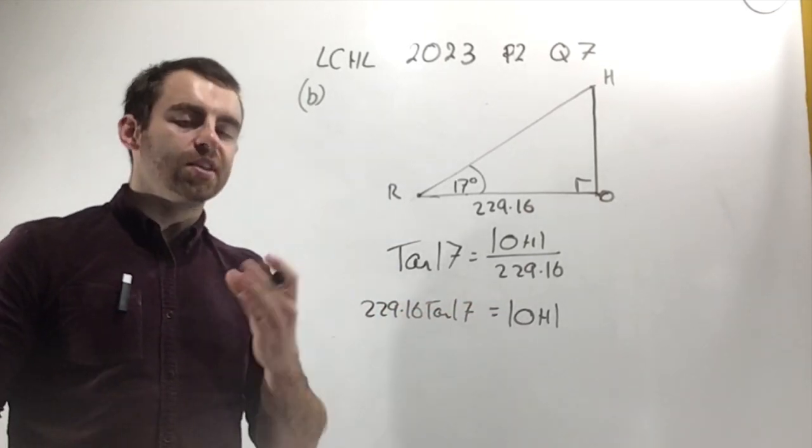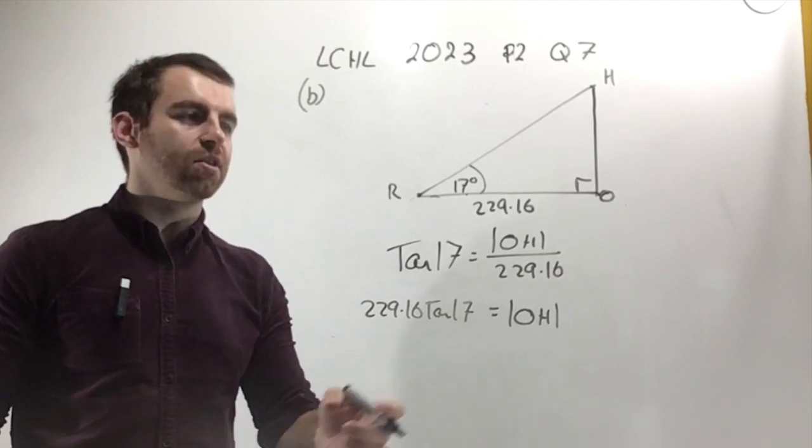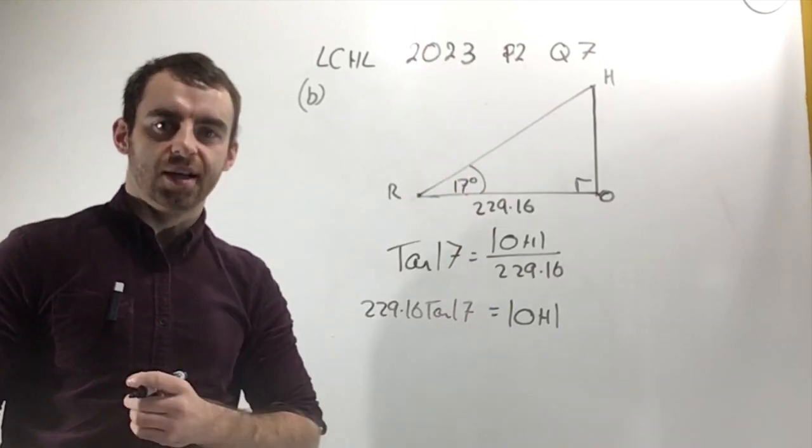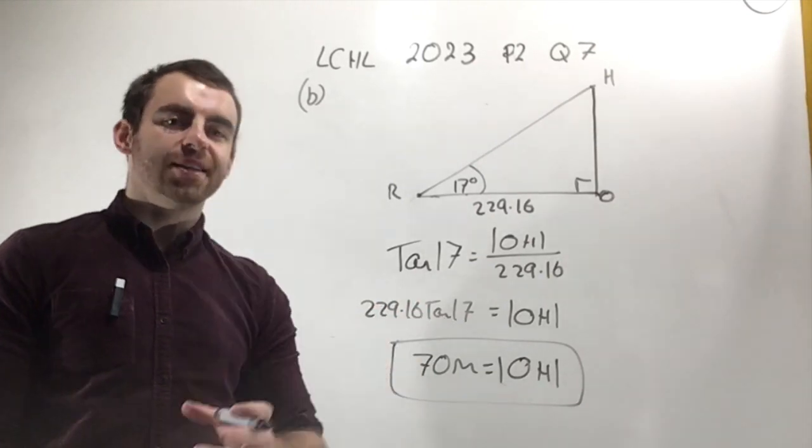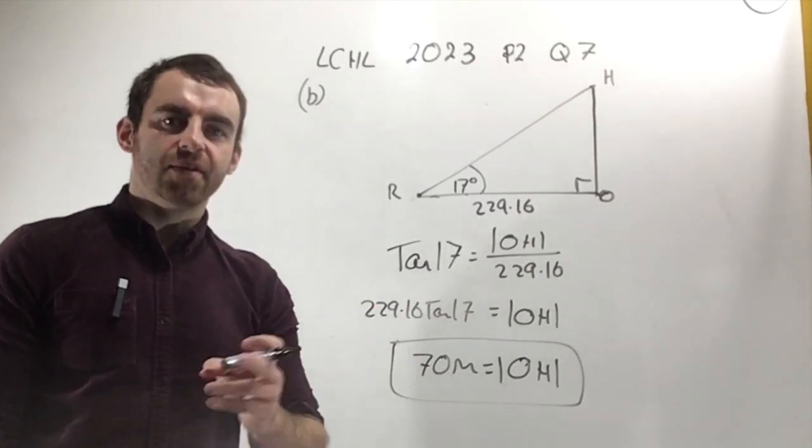And now if we just plug this into our calculator, we'll get the final answer for the vertical height of this hill. So if you plug that into your calculator, 229.16 by tan 17, your final answer is 70 meters.